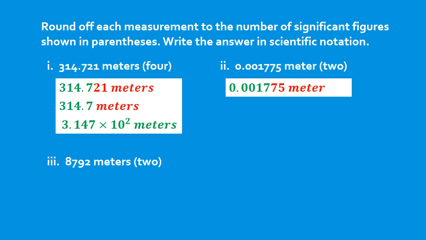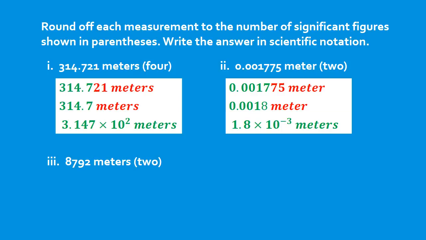The number after the 7 in green is 7, so it's greater than 5. So that means that second significant digit needs to increase by 1. So we get 0.0018. And we need to move our decimal point to between the 1 and the 8. So we're going to move it 1, 2, 3. And since we're moving to the right, we're going to have a negative exponent. So that's 1.8 by 10 to the 3 meters.